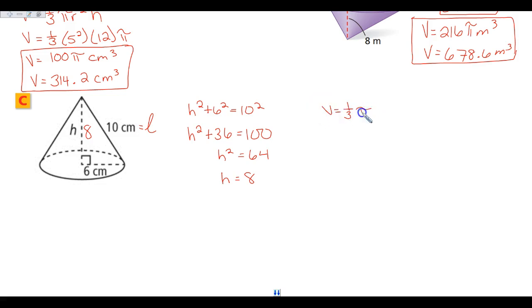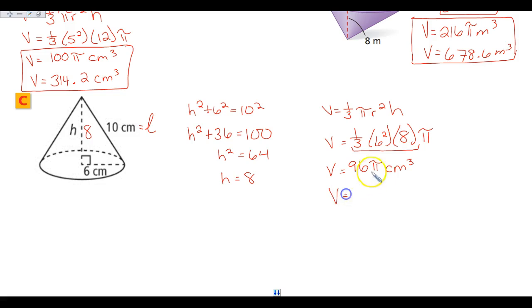So it's 1/3 area of the base, which is pi r squared, times height. 1/3, my radius is 6, so we're going to square that, multiply it by our height, and then move our pi here to the back. And then again, remember when I calculate just this piece to find it in terms of pi, I'm going to get 96 pi, and our unit is centimeters, so it's centimeters cubed. And then when I take 96 and multiply it by pi, I'm going to get 301.6 centimeters cubed.